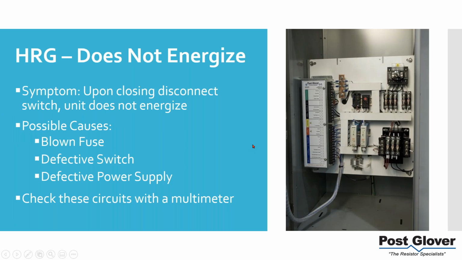So a couple different problems. What does it look like? The HRG does not energize. There obviously could be several situations. Do you have all your phase cables in? Do you have all your customer connections? That's always obviously the first thing I would look at. Do you have fuses that are blown? You can look for defective switches.